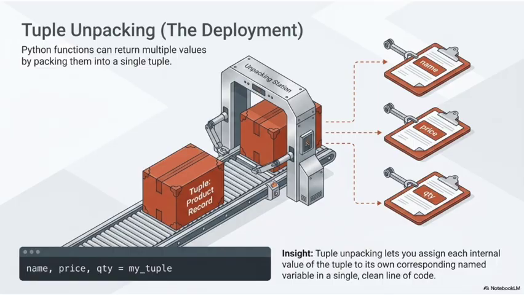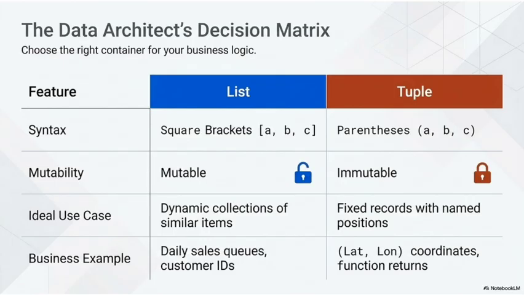The number of variables on the left must match the number of elements in the tuple exactly. Insight: tuple unpacking lets you assign each internal value of the tuple to its own corresponding named variable in a single clean line of code. This is how Python functions return multiple values elegantly. They pack them into a tuple, and the caller unpacks them on the receiving end.